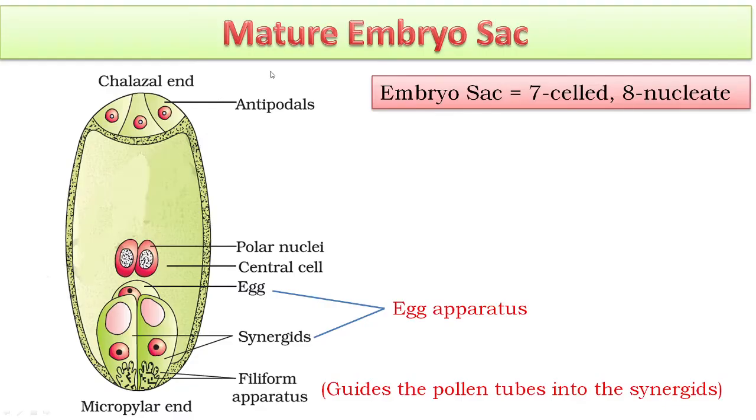Now, if you look at the structure of a mature embryo sac, how many cells does it have? There are 7 cells and 8 nuclei. Therefore, the mature embryo sac is said to be 7-celled, 8-nucleate. So now questions may come, right? It is commonly asked in board exams why the mature embryo sac of flowering plants is said to be 7-celled and 8-nucleate.